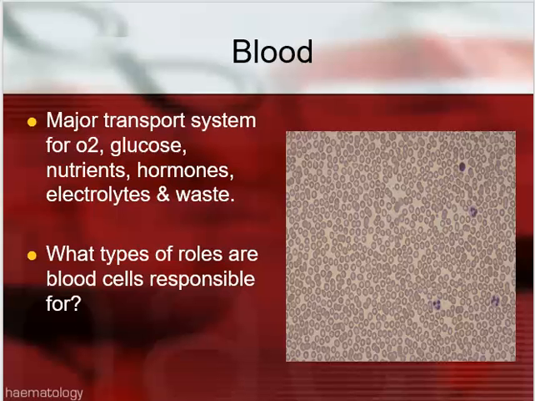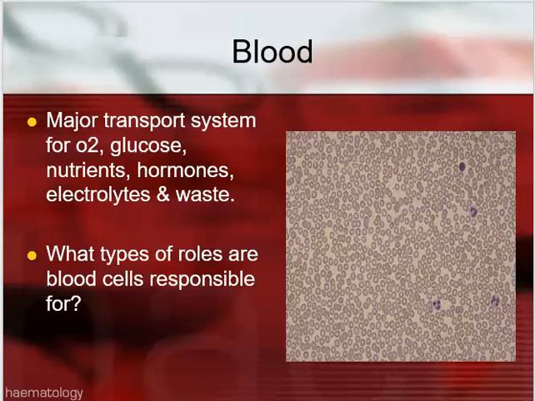This is a picture of a blood smear. You can see all the red blood cells, which transport oxygen and, to a lesser extent, carbon dioxide. You can see some white blood cells. These ones here are neutrophils. That one there is a basophil. I don't see any platelets in this particular smear or any other white blood cells. It doesn't really matter.